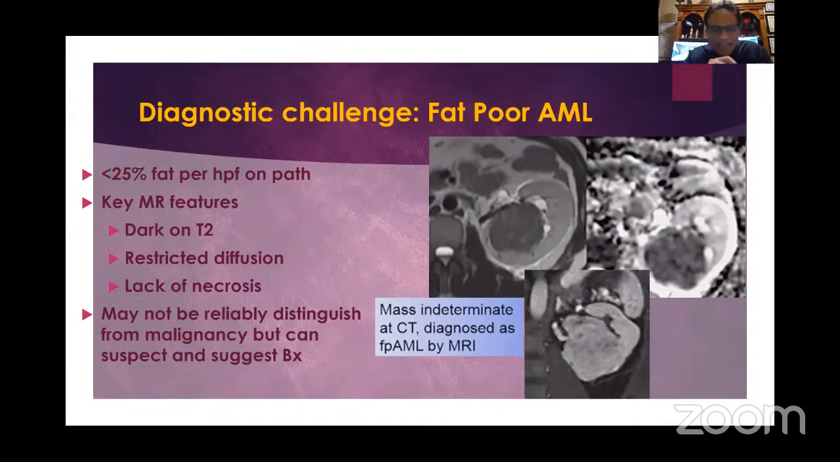The key MR features in these patients is they are dark on T2, unlike renal cell carcinomas, which are going to be high on T2. They do show restricted diffusion, which is a problem, but they do not show any necrosis. And they might show some areas of drop in signal on out of phase, depending on how much fat is within the lesion. Sometimes you may not be able to distinguish this from malignancy, and there is no shame in doing biopsy in these patients.